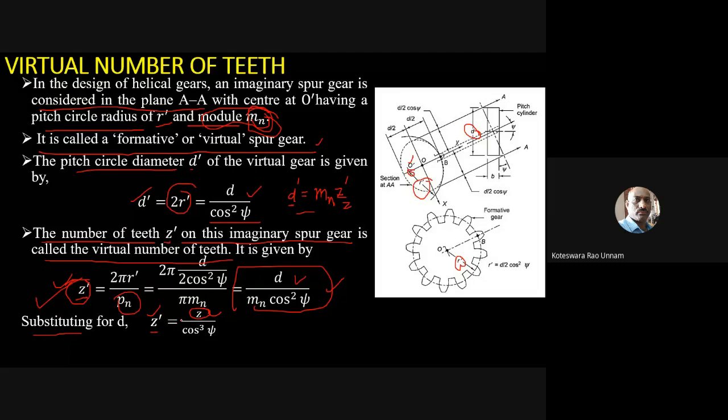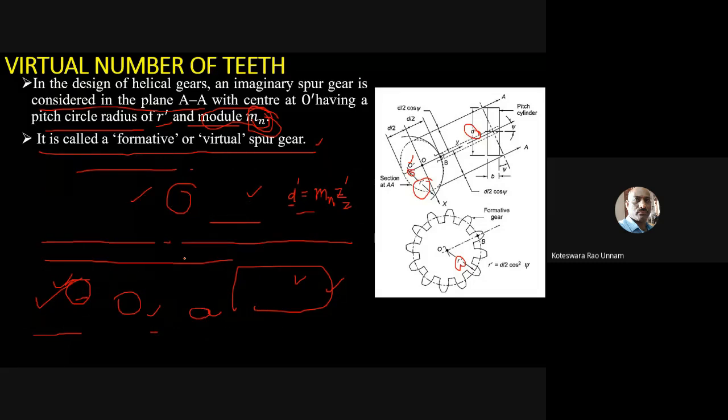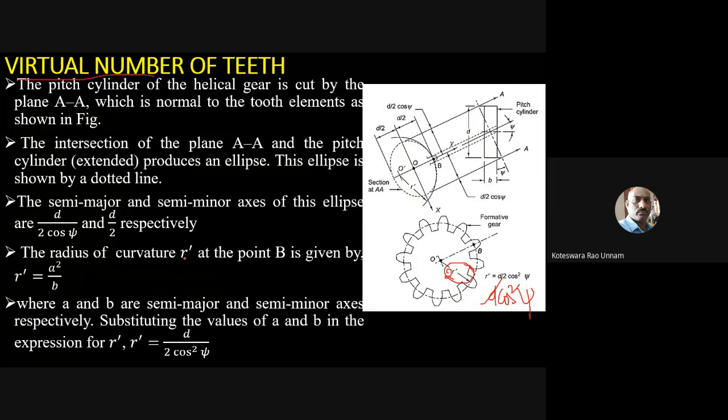So that relation is going to be, just now we derived the relation between d and d dash. So here you can see that here, this d and d dash, you have a relation. If I multiply this by 2, then your relation between d and d dash is nothing but d dash is nothing but d by cos square psi.